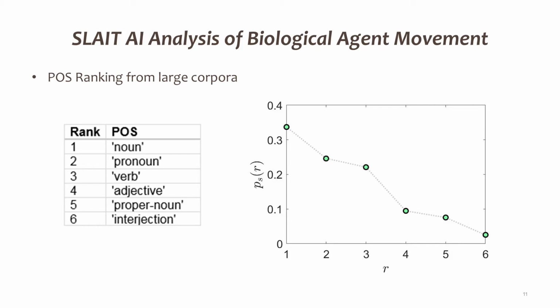So in this graph here, on the right, you can see the rank ordered probabilities from the top 6 parts of speech. And in the table on the left, you'll see what those parts of speech are. So the most common is a noun, followed by a pronoun, and so on. Okay.